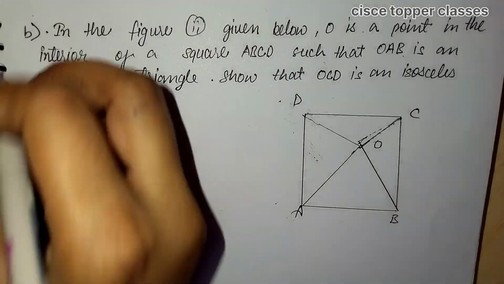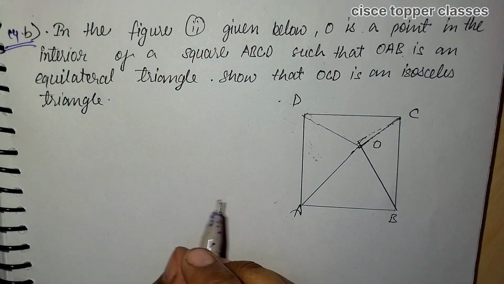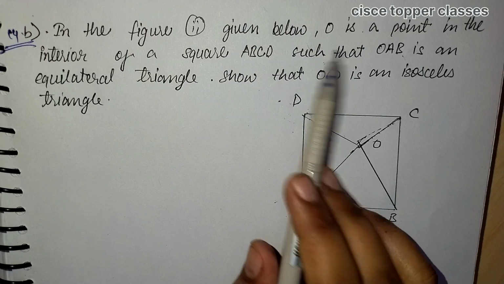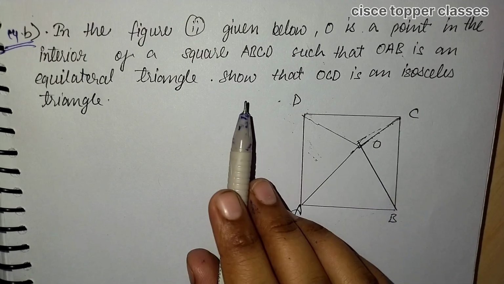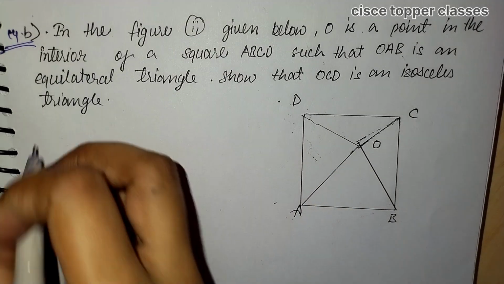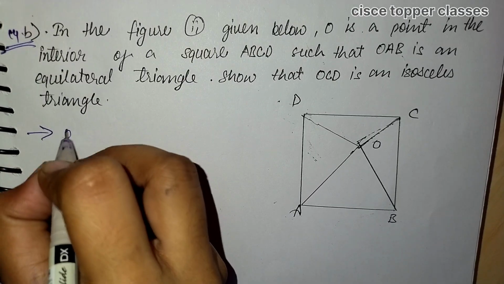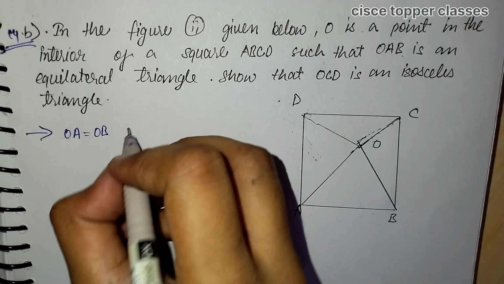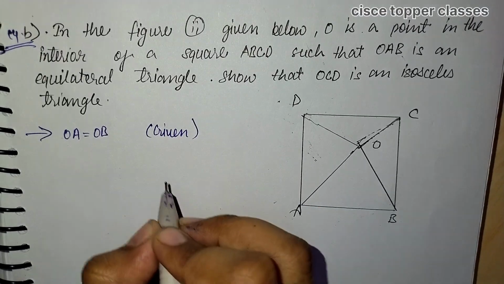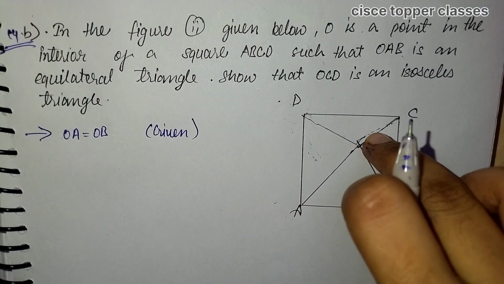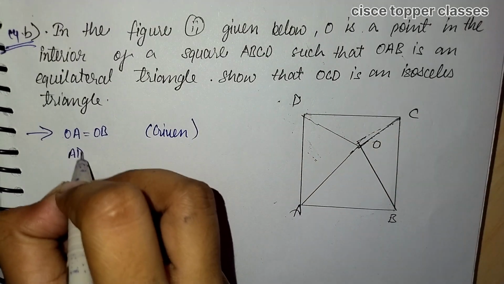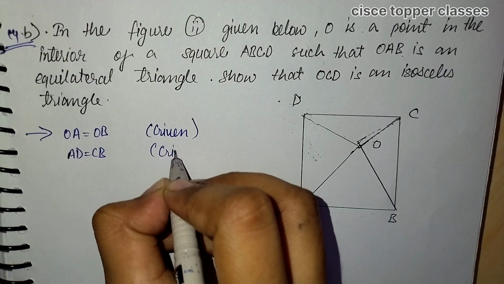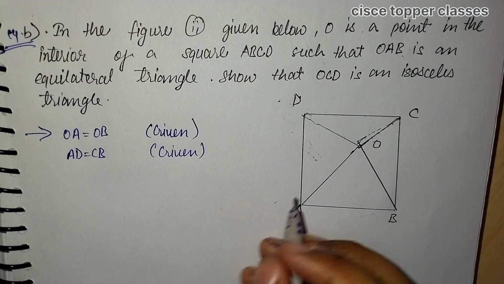Now let us solve the 14th second part here. So in 14th second part it is given that O is a point in the interior of a square ABCD such that OAB is an equilateral triangle, so that OCD is an isosceles triangle. So simply we can write here as OA is equal to OB, means this is given here. So OA is equal to OB because it is an equilateral triangle, and AD is equal to BC because it is a square here. So this is also given because of square.